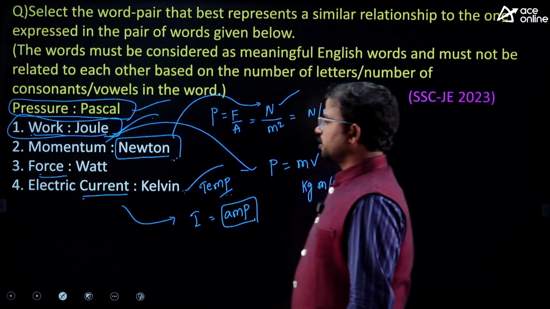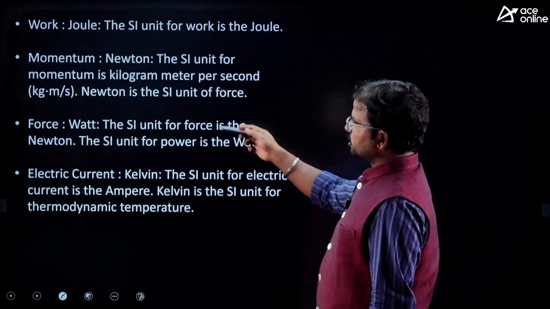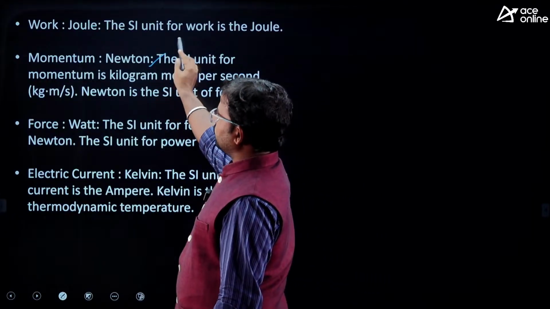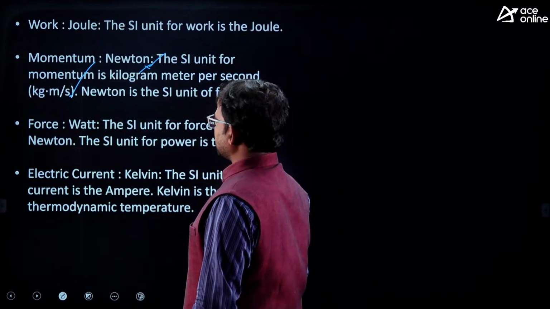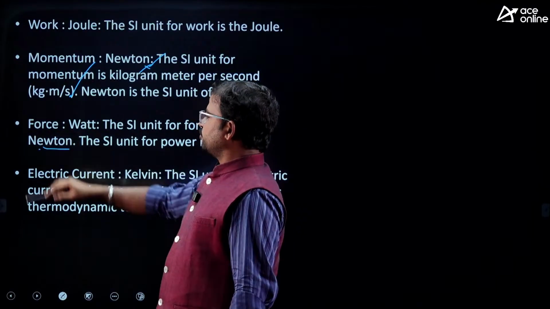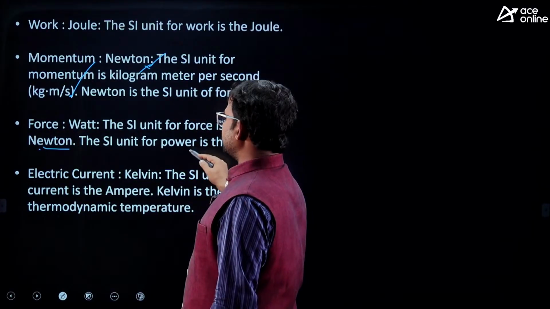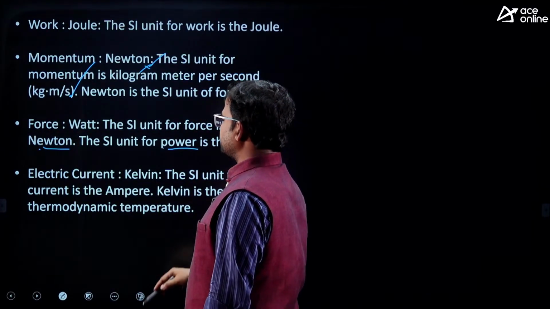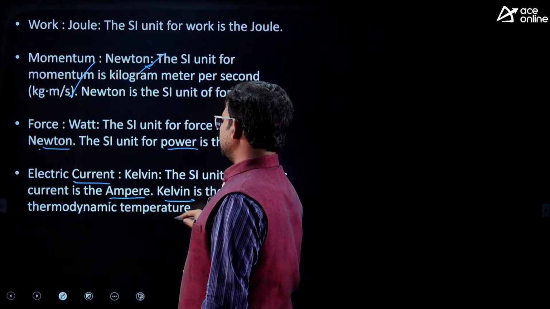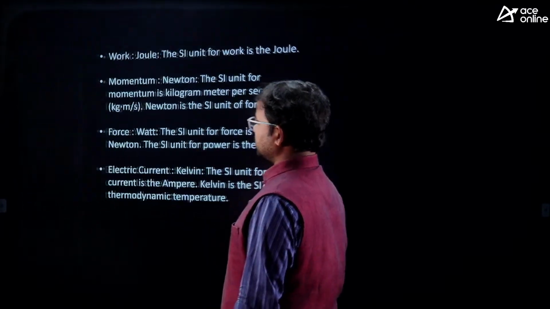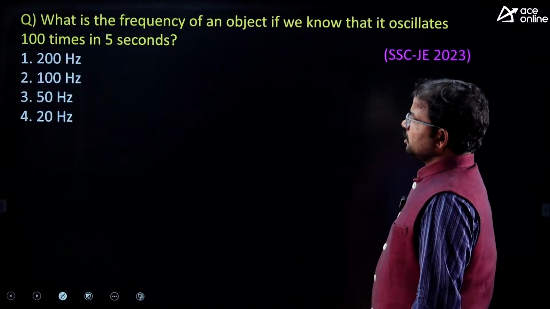Option 1 only. Here you can observe that work is joule. Next, momentum is not Newton. We have to consider kg meter per second. For force, Newton only, but what about power? These are the SI units of power. Electric current is mostly ampere, but they mention Kelvin. This is for temperature only. Here is the next one.